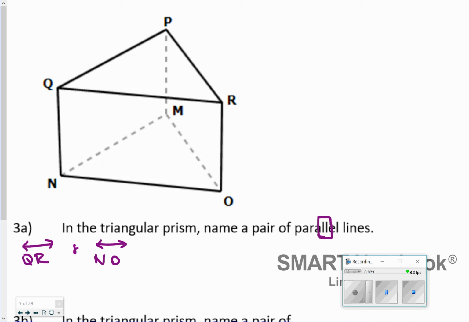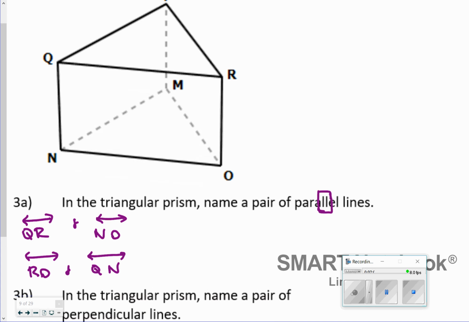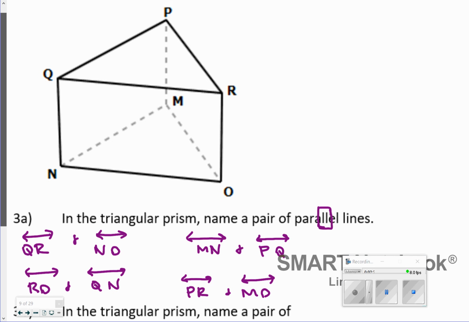An option for parallel lines is QR and NO. They're right here in the front. They're two parallel lines. Another option you could have is line RO and line QN. These lines above it just mean lines. Another one you could have, line MN and PQ. And another one I found you could have, line PR and line MO.